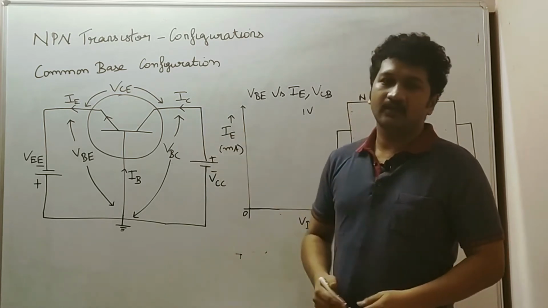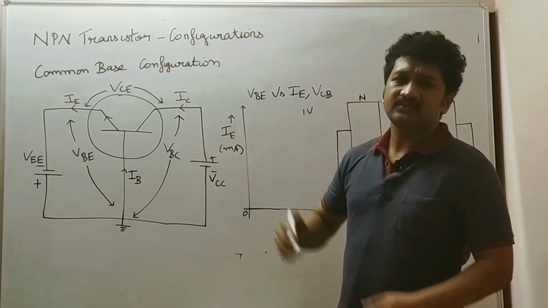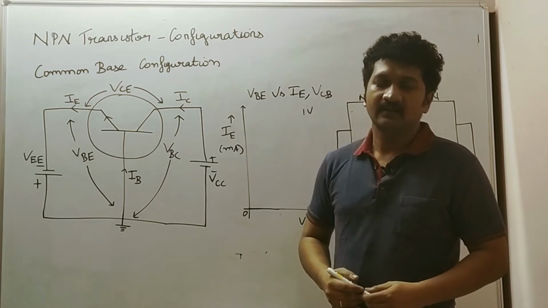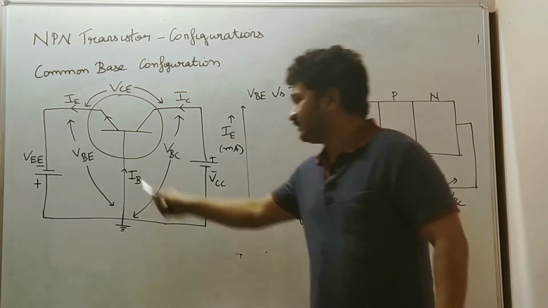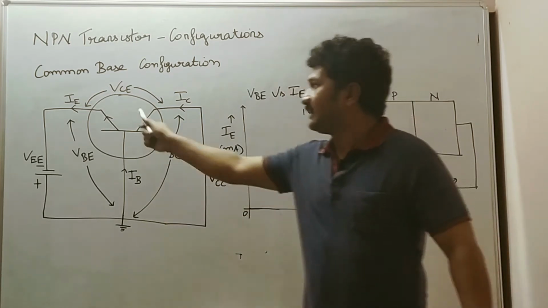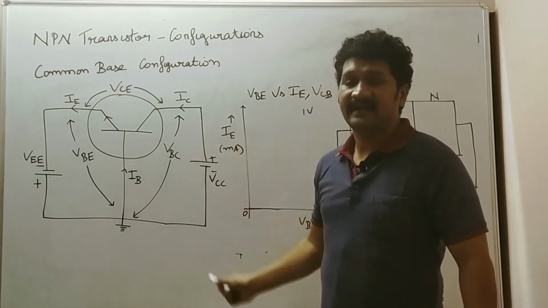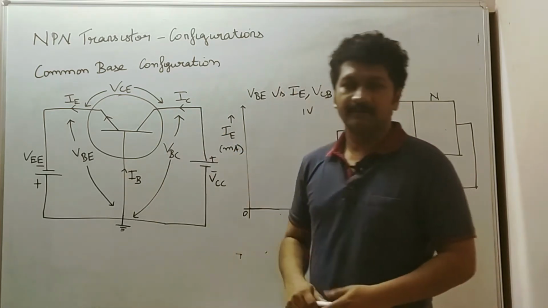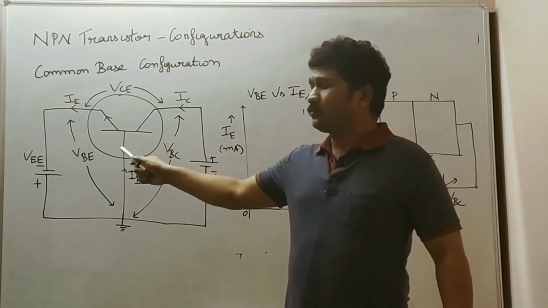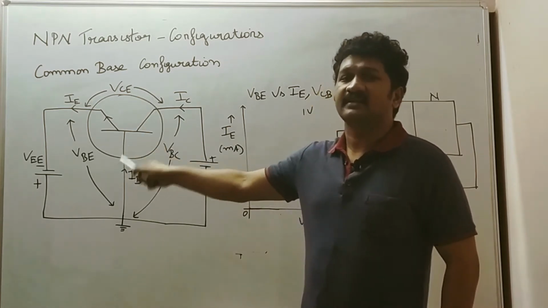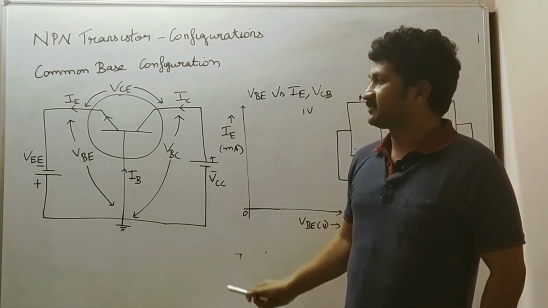In this video, we are going to see about the common base configuration of an NPN transistor. So in common base configuration, the base terminal will be grounded and the emitter and collector terminals will be biased with respect to the base terminal. Here we are going to discuss the input characteristics and output characteristics of the common base configuration.